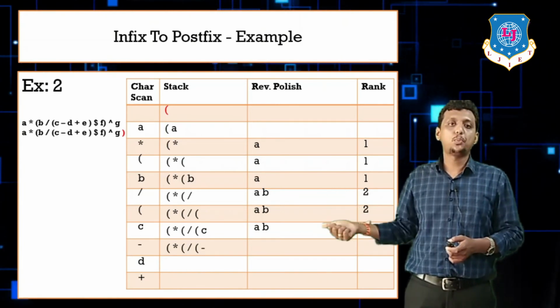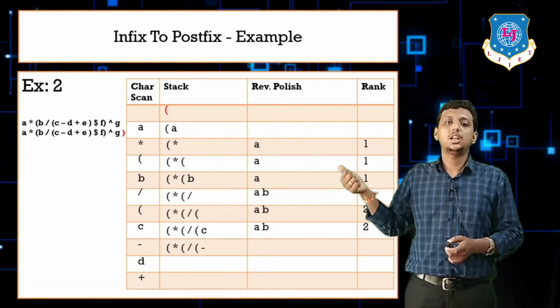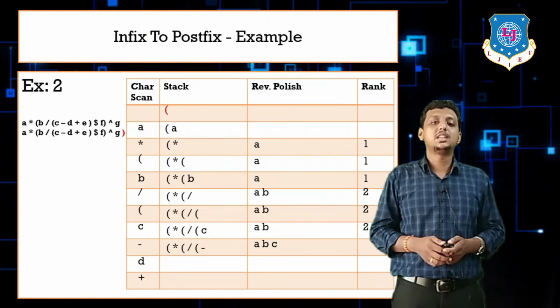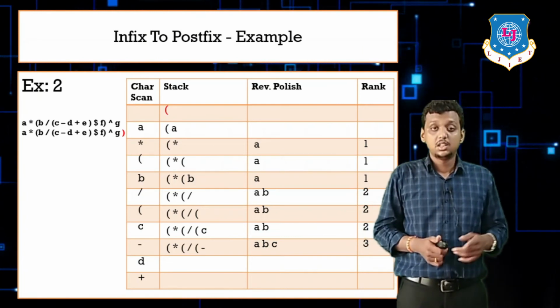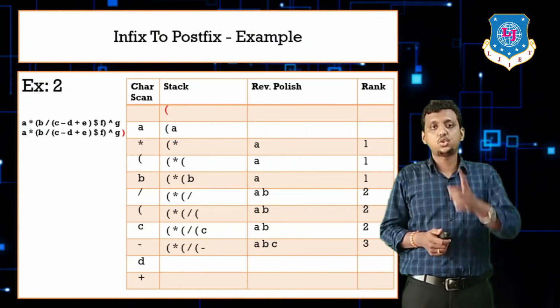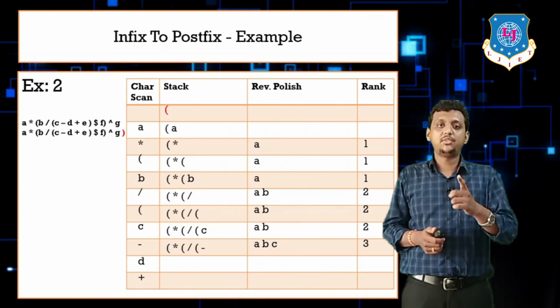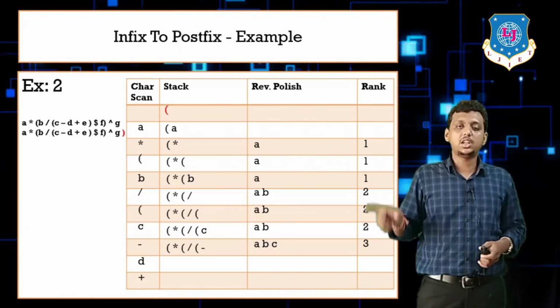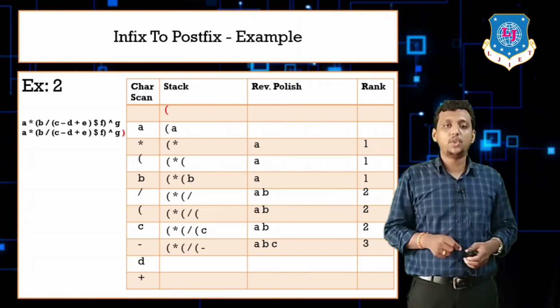So, it becomes opening, star, opening, division, opening, minus. Then A, B, C, rank is 3. So, rank is increasing. It's fine. It should not be less than 1. If it is 1, 2, 3, 4, it's fine. But after end of the equation, end of the answer, you must have 1 rank.